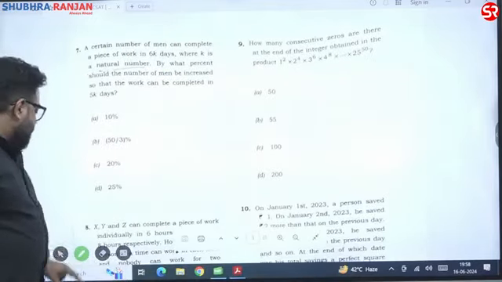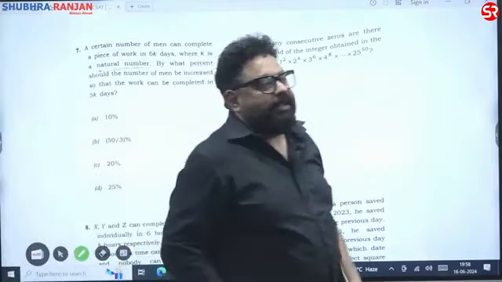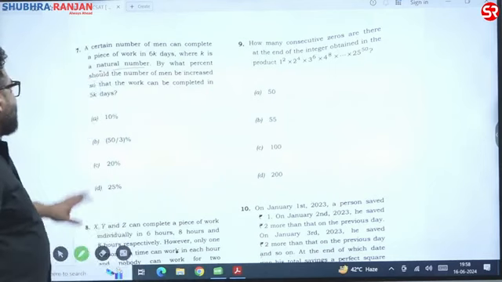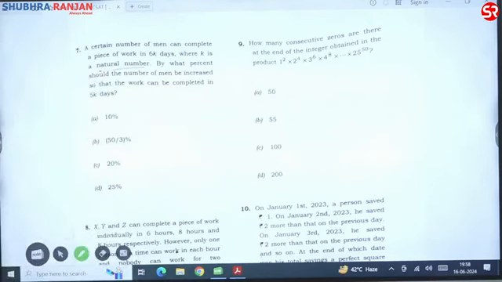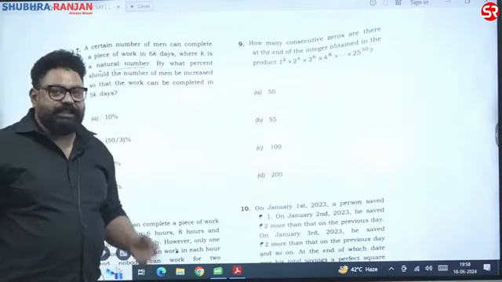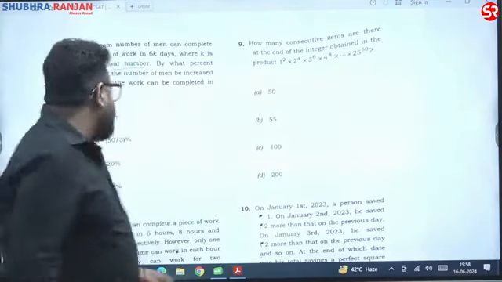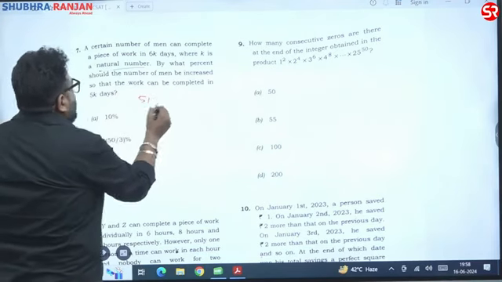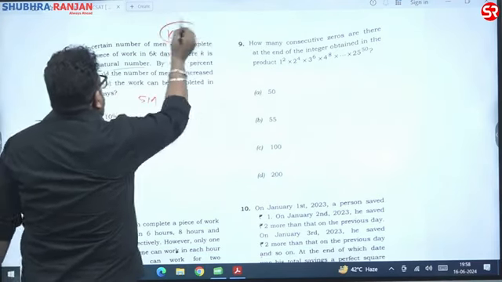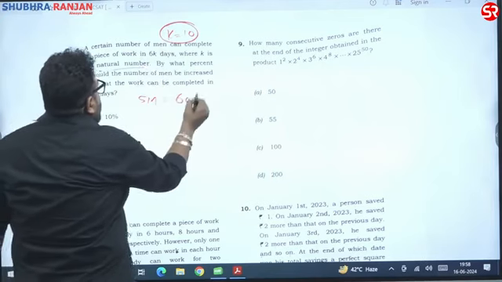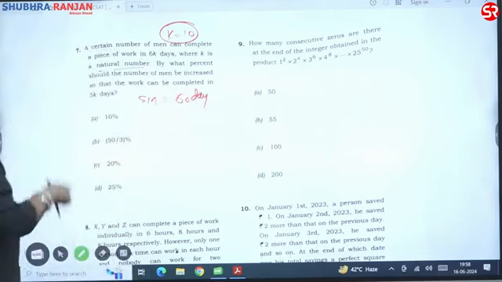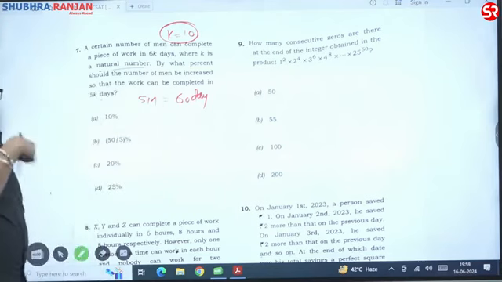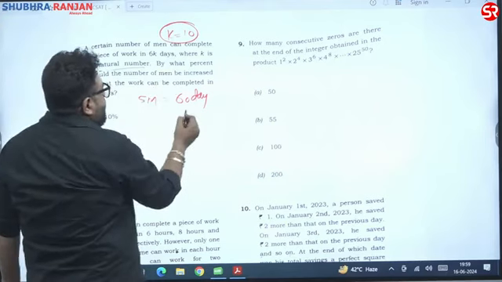Question number 7. See, the paper was easy if you have attended the classes. If you have not attended the classes, I can easily tell you this is not a very easy paper to solve. Now see, a certain number of men can complete a piece of work in 6K days. Now, if you are my student, you would easily say, so what I would do is 5 men. So I'm taking K equal to 10. I suppose this. So 5 men are able to do it in 60 days. All right. By what percentage should the number of men increase so that the work can be completed in 5K days? So now K is equal to 10, so 50 days.